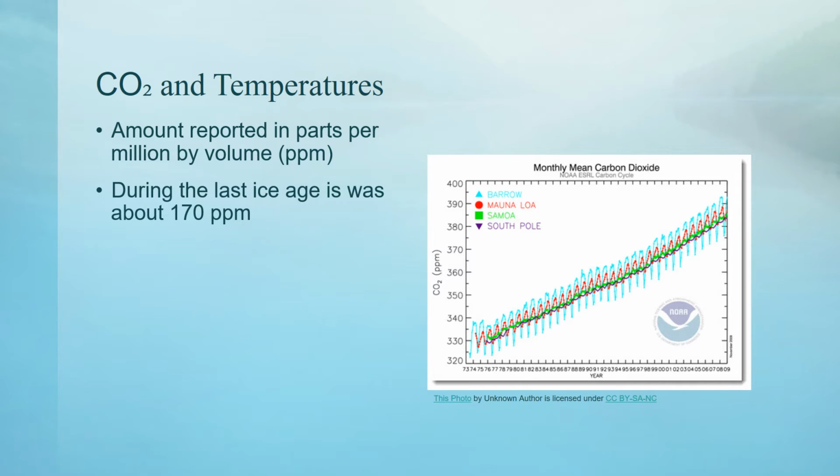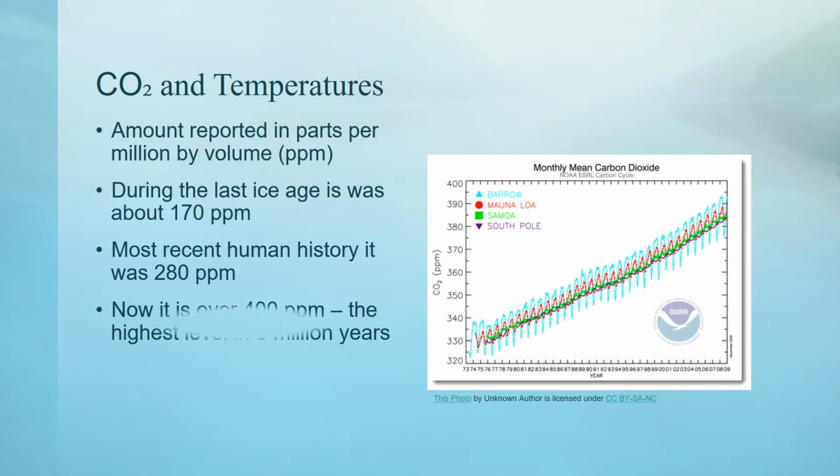During the last ice age, it was around 170 parts per million of carbon dioxide. In most recent history, it was at 280 parts per million. However, now it is over 400 parts per million, the highest level in 3 million years.